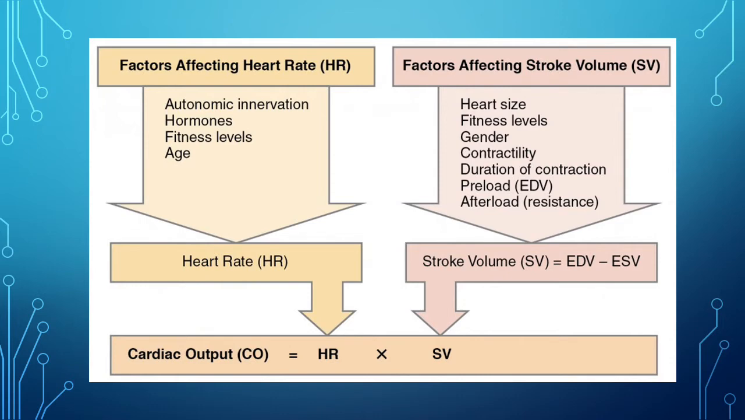And if my heart is beating too slow, I'm not going to be getting as much out because my rate is really slow. If I'm beating 70 times a minute, I'm going to get more blood out than if my heart is beating 40 times per minute. And that's just straight up math. The more my heart beats, usually the more I'm going to get out.